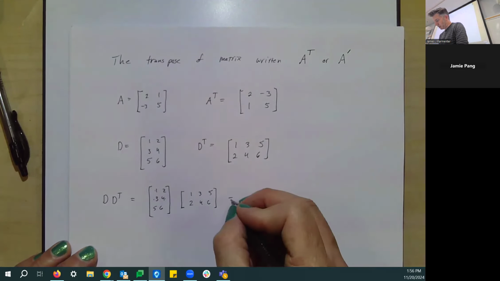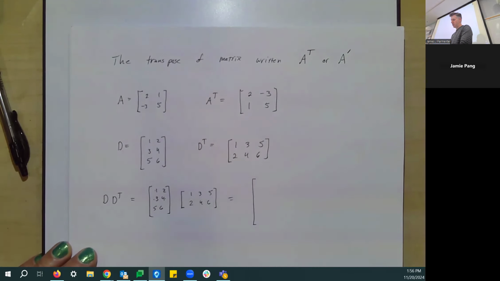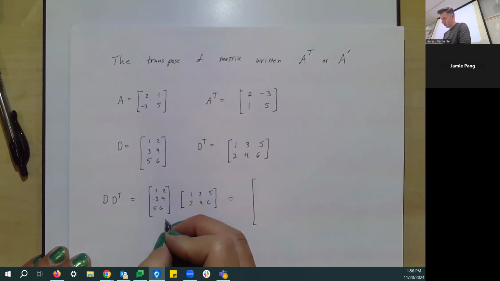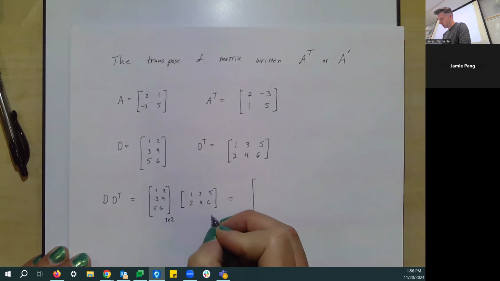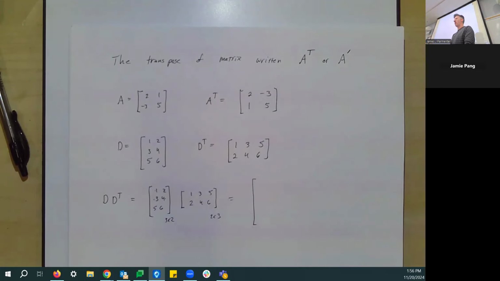So let's do the multiplication here. And by the way, I should be more transparent. If I have a 3 by 2 times a 2 by 3, I'm going to get a 3 by 3, which is kind of big.